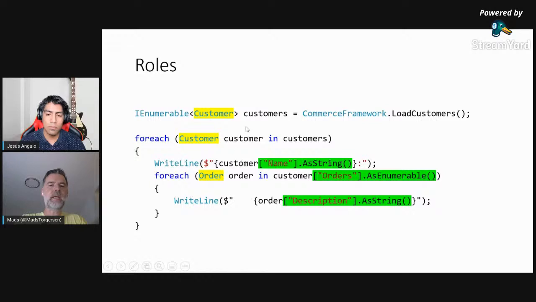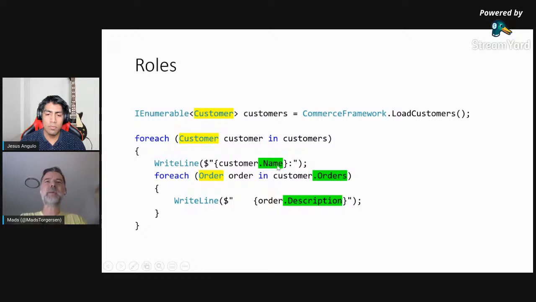So now when we go to the customer object here, because we said it's a customer, it now has a strongly typed name property that we can use.